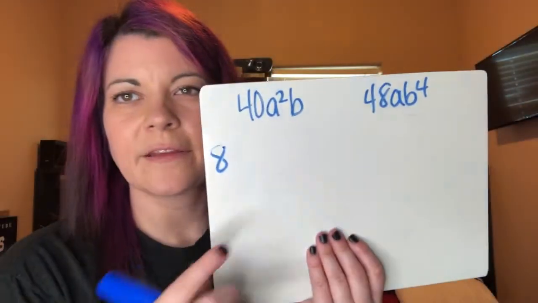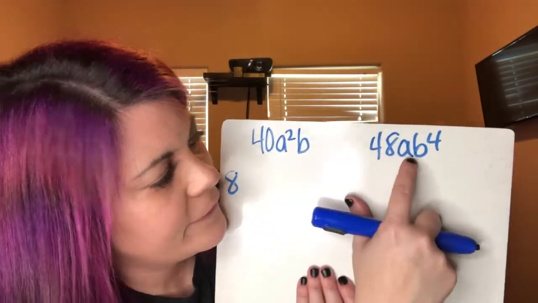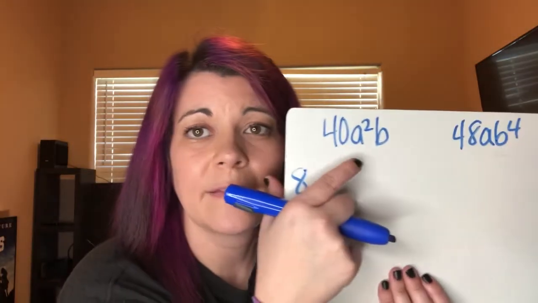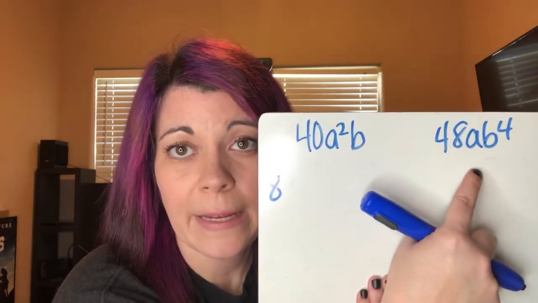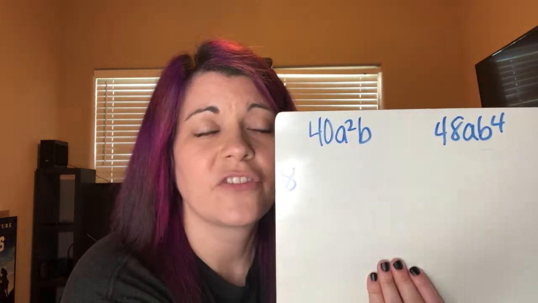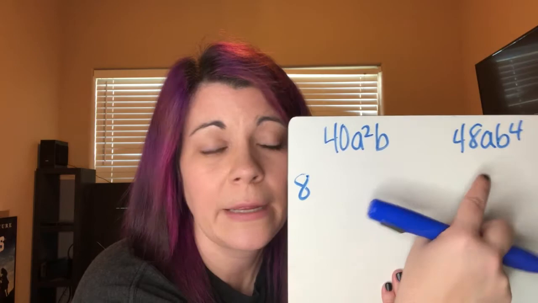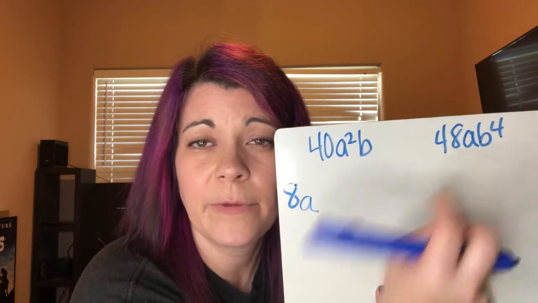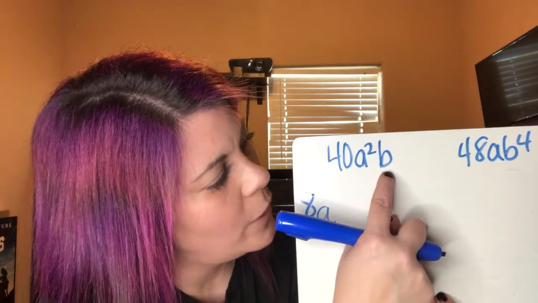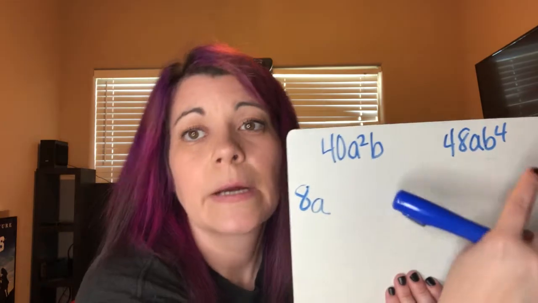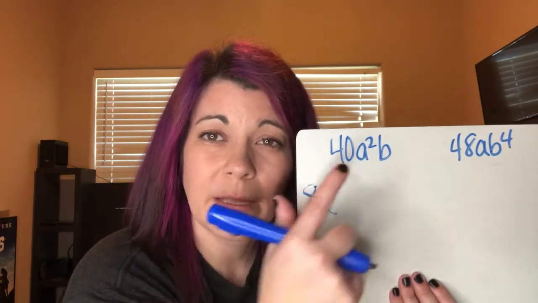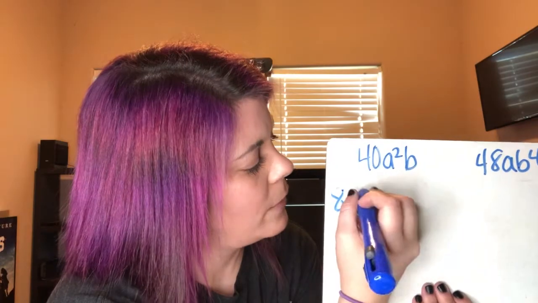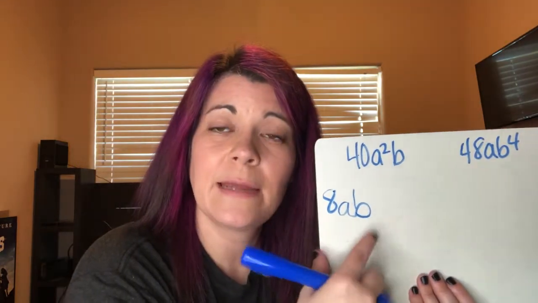Now let's look at the variables. This is a squared, this is a. So this one has two a's, this only has one a. Remember, I can only take out as much as they both can give me. Since this one only has one a, I can only take out one a. On the b's, I have one b over here and four b's over here. Since this one only has one b, I can only take out one b. So I have 8ab for my greatest common factor. That is how you do that.